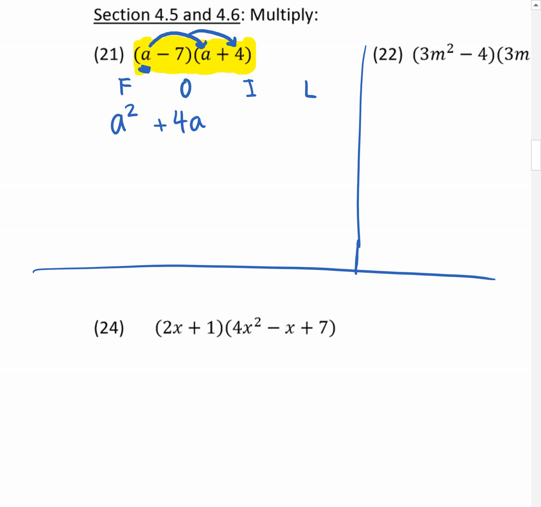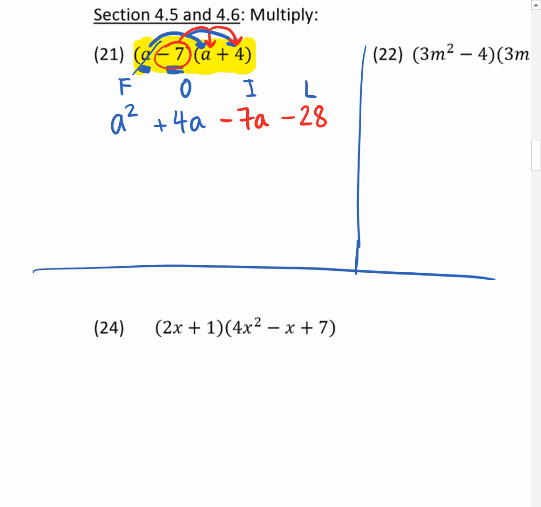And then once you're done with the first term, I forget about that one and focus on the second term. It's a negative 7. Yeah, don't forget it's not just a 7, it's a negative 7. So it's multiplied by both terms in the second binomial. Negative 7 times a is negative 7a. Negative 7 times 4 is negative 28. And if you just do it that way, it amounts to the same thing as FOIL.